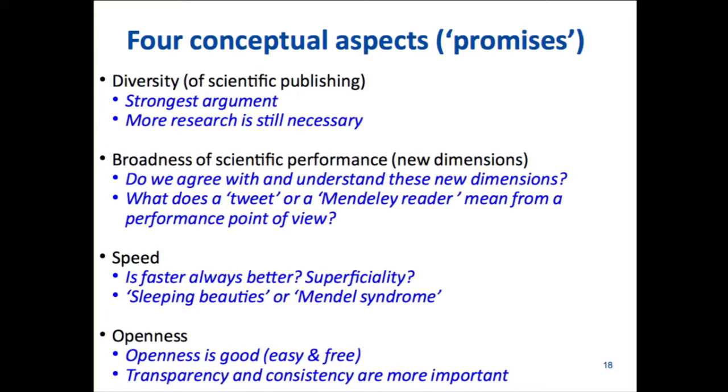Then we have the question of openness. Openness is good, that things are easy and free and everybody can access the data and can check things. So that's good, and we have no argument against this. But what we can say is that we also need transparency and consistency. Actually, this is probably more important. If we're going to evaluate scientists or programs or universities, we need to know how this data is collected, what the cleanness and the robustness of this data is. So transparency and consistency are perhaps even more important than openness.